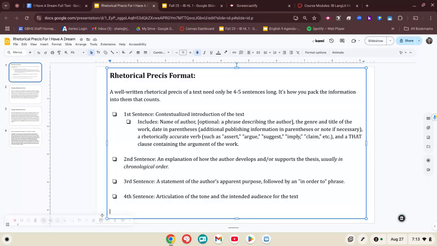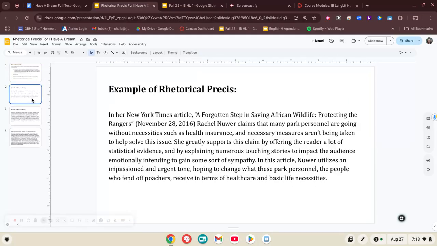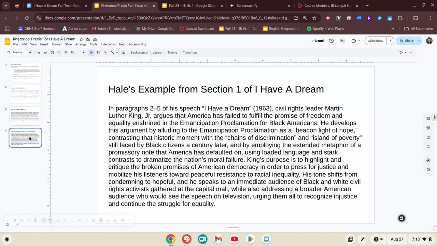Hopefully that's clarifying. And then in the fourth sentence, we usually articulate the tone of the text and the intended audience if that wasn't already clear. I'm not really going to spend a lot of time talking about the next two examples. This slideshow is available to you in the assignment, so you are welcome to look at them more closely. But for the sake of time, I just want to focus on this last slide, which is my example from my section.